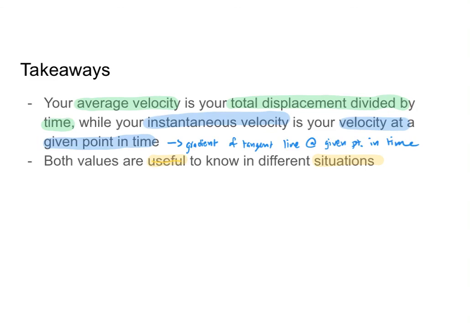So you guys have learned about average and instantaneous velocity, and you know how to figure out your velocity when you have a slightly more complicated graph than just a straight line. So go ahead and see if you can do this on your own. Best of luck and happy solving.